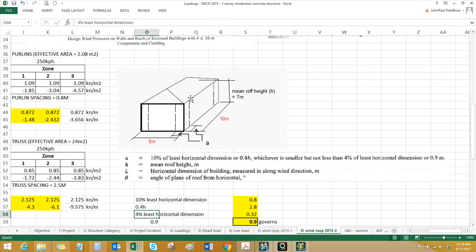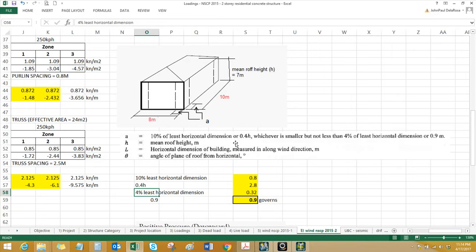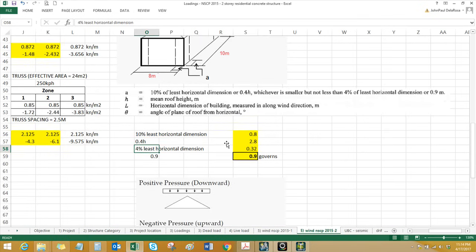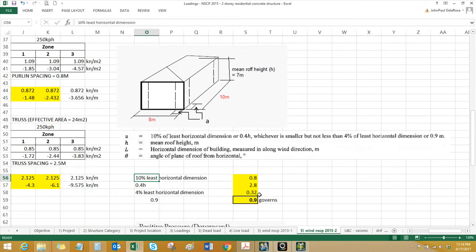Ito yung structure natin, then ito yung calculation ng A. Okay, calculation ng A, so 10% of least horizontal dimension or 0.4H, whichever is smaller daw. Pero dapat hindi siya maging less than doon sa 4% of least horizontal dimension or 0.9. Okay, so yung 10% least horizontal dimension, so 8, then times mo yun sa 10%, so 0.8 meters. Kung 40% naman ang height, 0.48 sa 2.8. Pero dapat hindi siya whichever is smaller daw, no? Which is 0.9. Pero dapat hindi naman siya mas maliit doon sa maximum between these two. So, ang mag-govern dyan is 0.9.